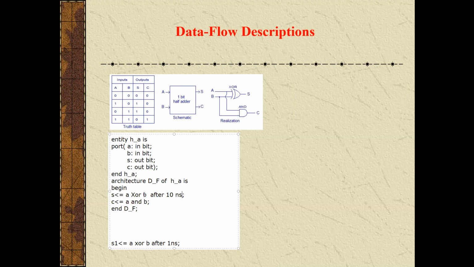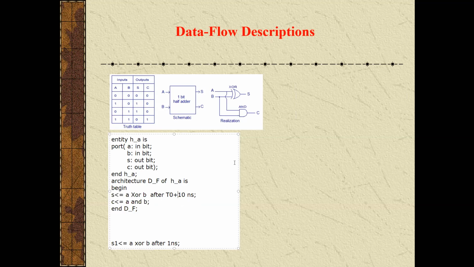It will calculate in the calculation phase, but the assignment phase will take 10 nanoseconds. For example, at time t0 the calculation will be done, and it will be assigned at t0 plus 10 time. After this much time, the resulting value will be assigned. So this is the way of assigning time delay.